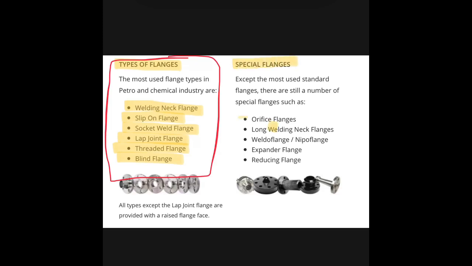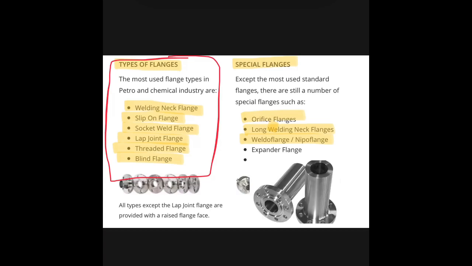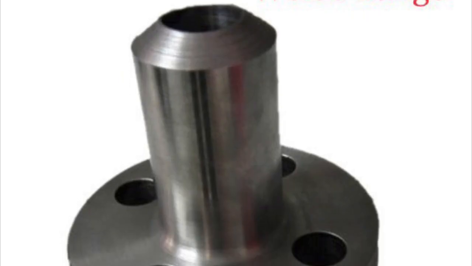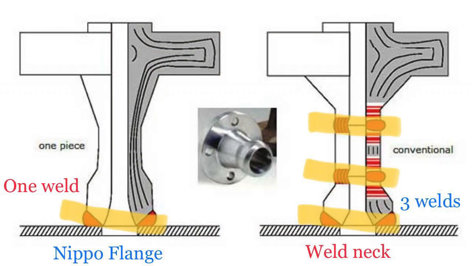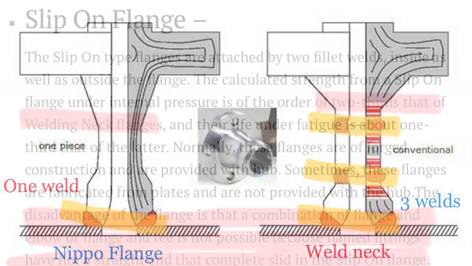That is the orifice flange. An orifice flange is for measuring the flow. Then the long welding neck flange, where the hub is extended, and another one is the weldolet flange and nipple flange. The advantage of the nipple flange is that the number of weld joints in tapping connections will be less.